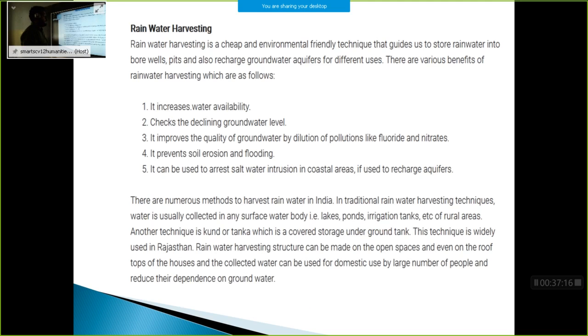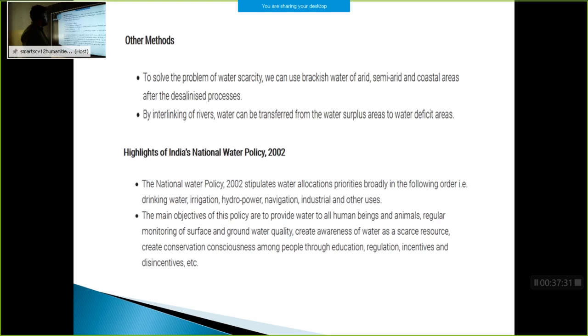Okay guys, hope you would have liked that video and you would have got an idea about rainwater harvesting and what is the concept of rainwater harvesting. So this is rainwater harvesting.